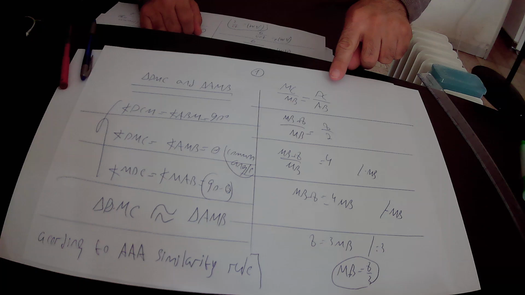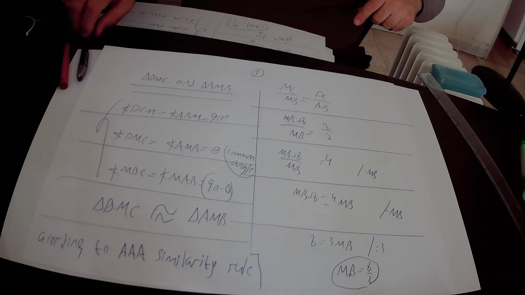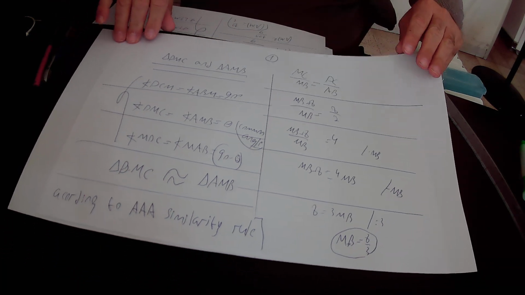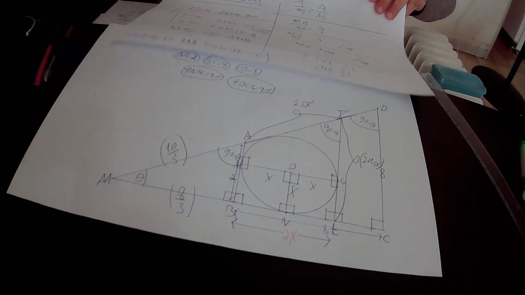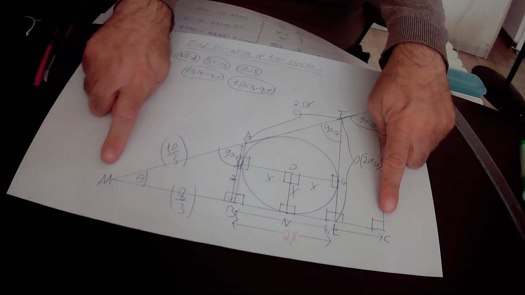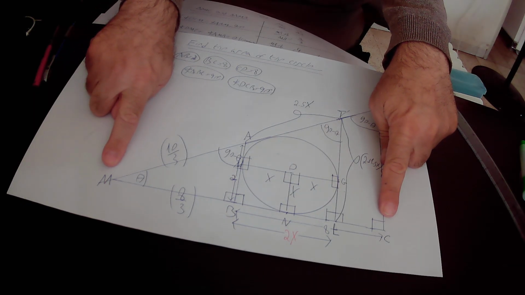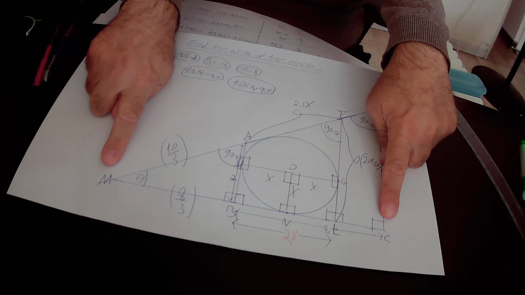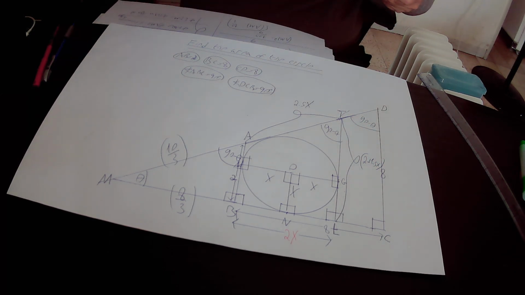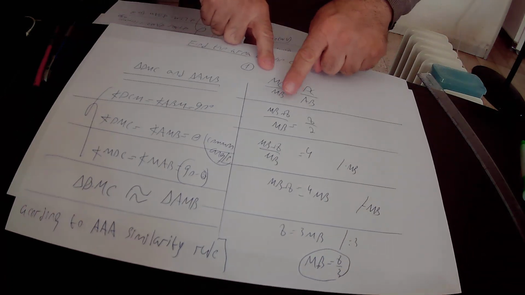MC over MB equals DC over AB. MC equals MB plus BC. That is to say, MC equals MB, that is unknown, plus BC, that is 8. So in total, MC equals MB plus 8. Therefore, we substitute MC here by MB plus 8.